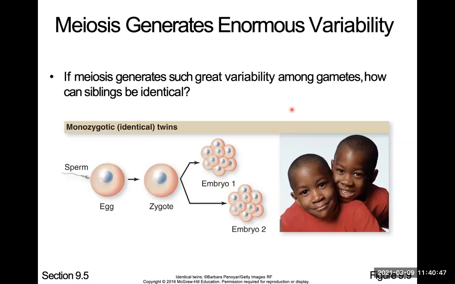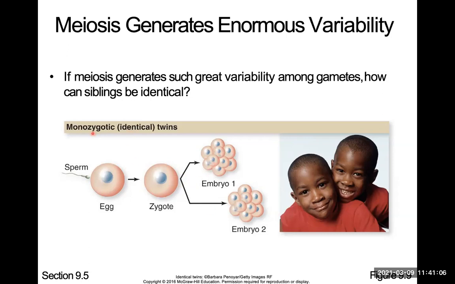So now we're going to talk about twins. We said, so this is monozygotic or identical twins I'm talking about. Mono means one, zygotic means the zygote. You have one zygote. When it goes through mitosis, it splits. And now you have two embryos.